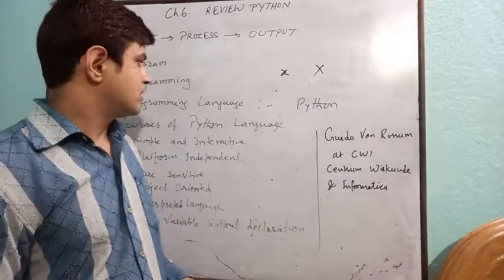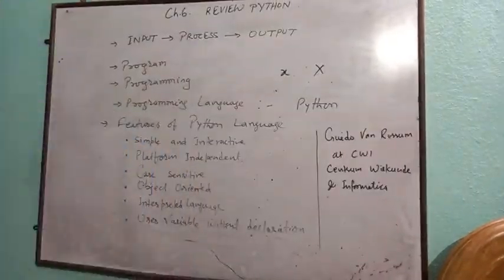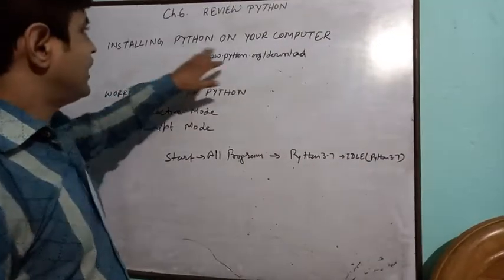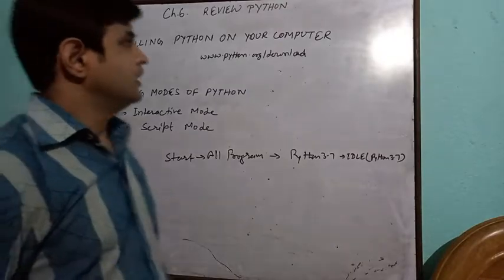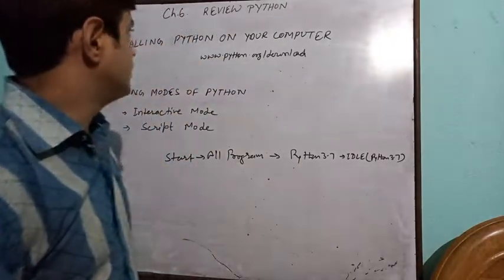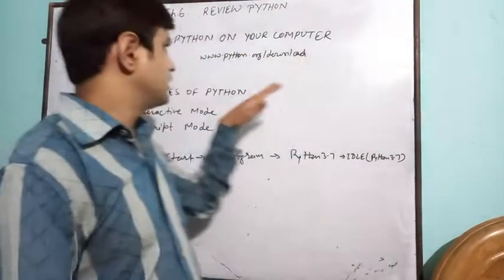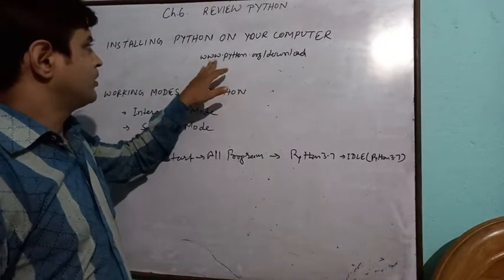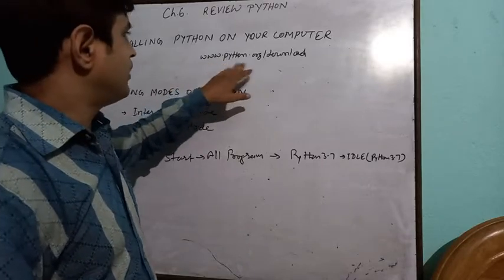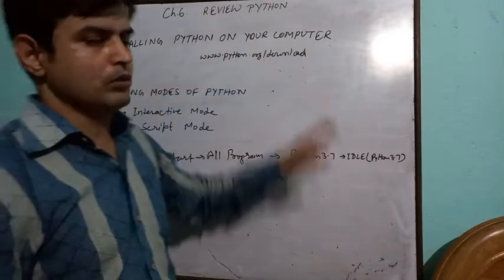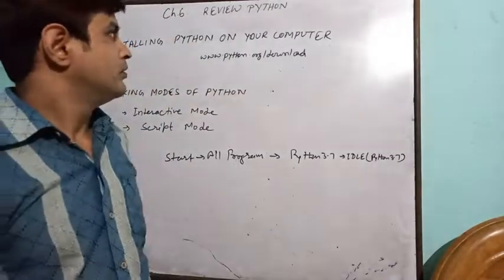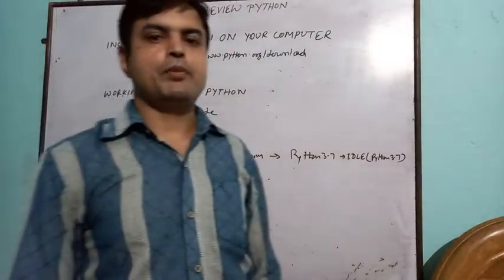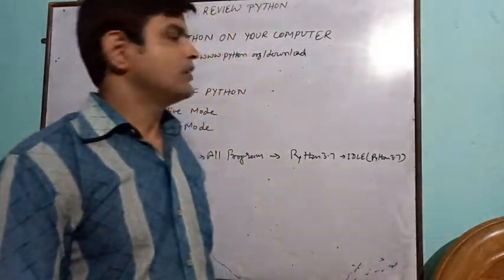Now let us discuss some more points. The next point is installing Python on your computer. It is very simple. Just open any web browser and type this web address in the address box, www.python.org/download. A list of Python programs will be displayed. Click on it and install it.